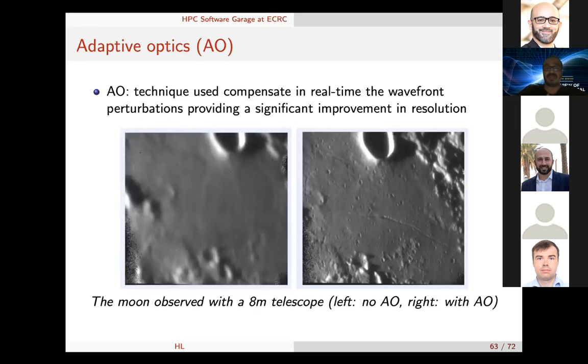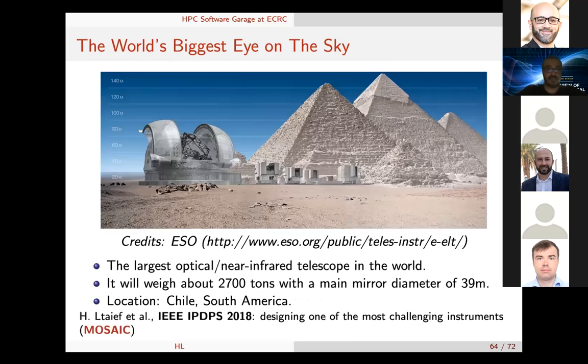They use a technique called adaptive optics, and this is the difference when looking at the moon with and without adaptive optics. There is a huge gain with that technique, but that technique has a huge computational challenge, and this is where, again, as I said, we come into the picture. All ground-based telescopes have the same problem, right? They are all after how to outsmart atmospheric turbulence.